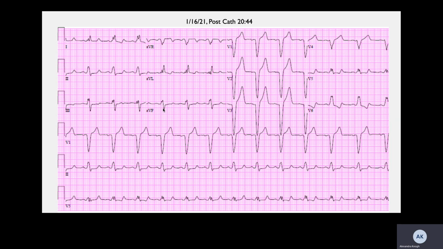So I think EMS did a great job of bringing the patient code 3 just because of the patient's concerning story, and because the patient came code 3, we were able to get the cath lab mobilized quickly. So I think EMS did a great job with that.